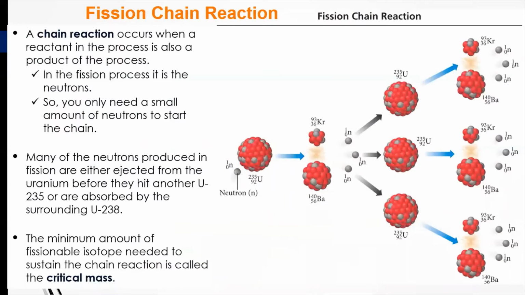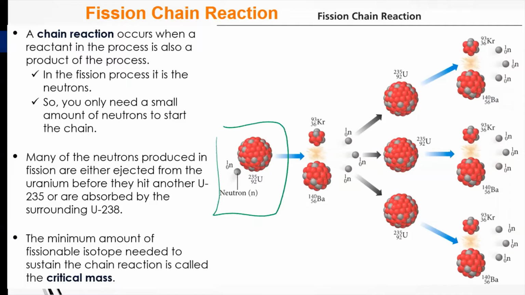So a fission reaction is what we're going to talk about first. This is traditionally what we think of when we think about a nuclear reactor. Right? A fission reaction is a chain reaction, which occurs when a reactant in the process is also a product of that process. So in fission, what we're going to do is take our nucleus and allow it to break up into several pieces. Those several pieces then react to start a cascade of reactions.